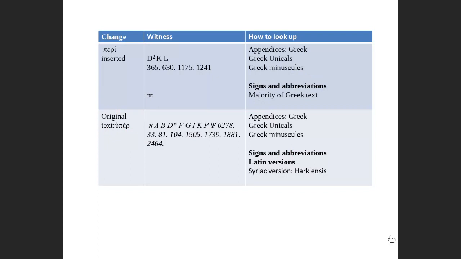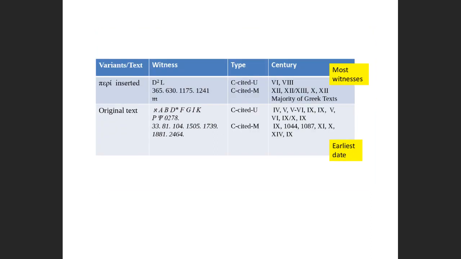We look up in the appendices in the Greek texts, we look up DKL 365 630 1175 1241, and it indicates a majority. But you also have an early text in Harkness and the earliest Greek appendices in the 4th century. And all these witnesses. So even though there's a majority of Greek texts, the earliest text is before then.